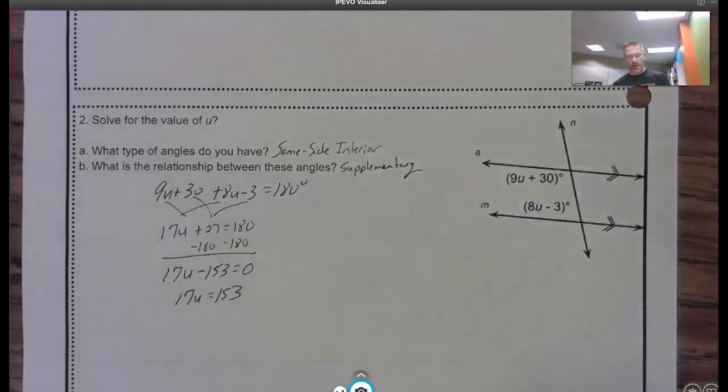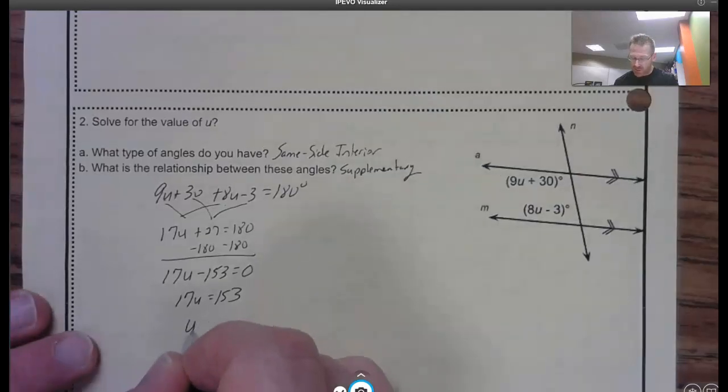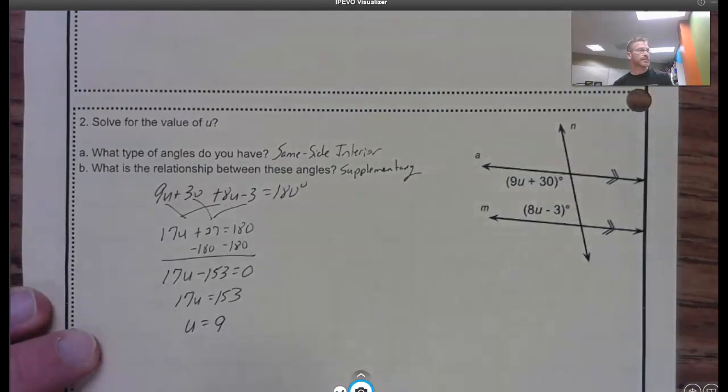And I'm just going to verify this on my calculator. So I'm going to divide 153 by 17. And that tells me that u should be 9.